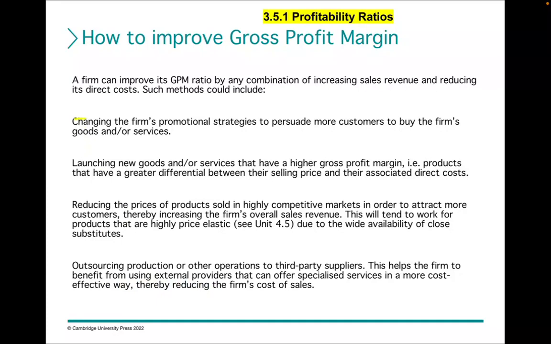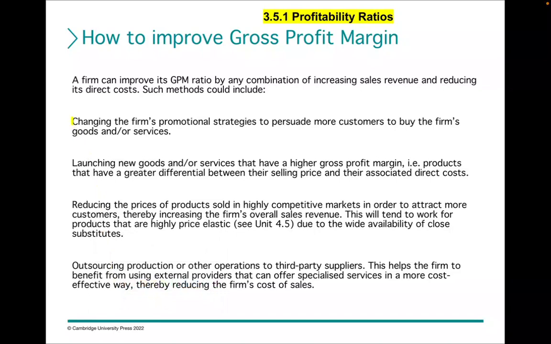Changing, that's not the right one. Let's see if we can erase that. It's not erasing. There we go. Great. So let's go back to the highlighter pen.